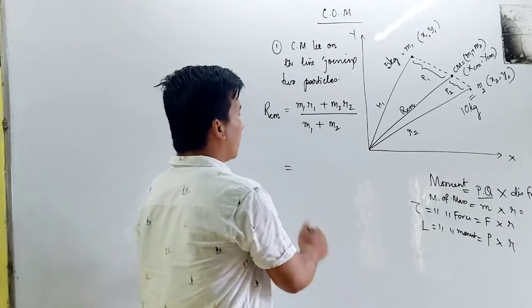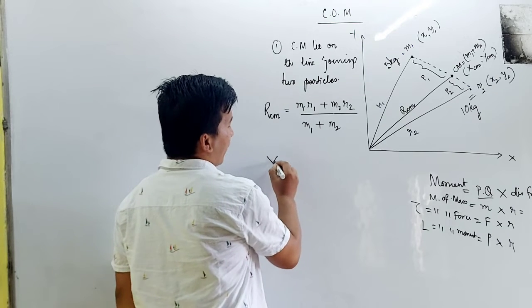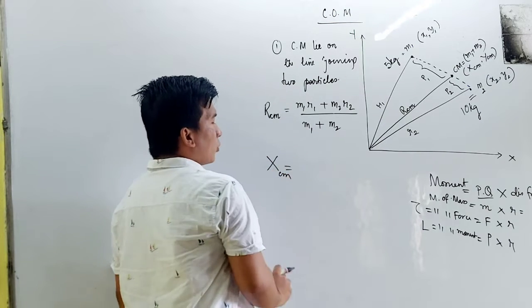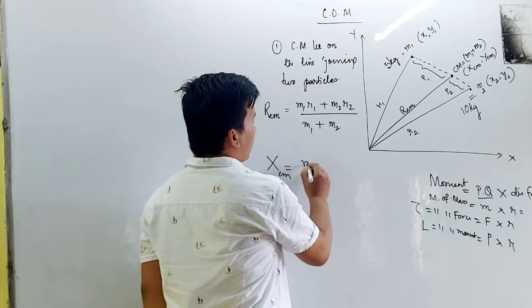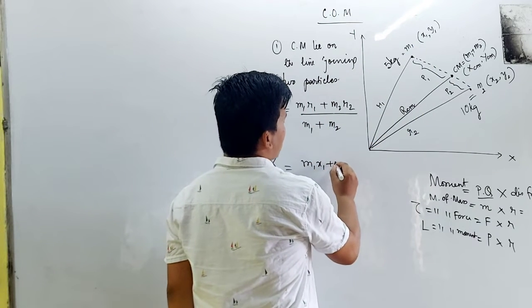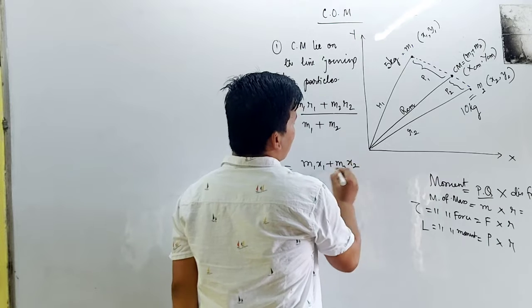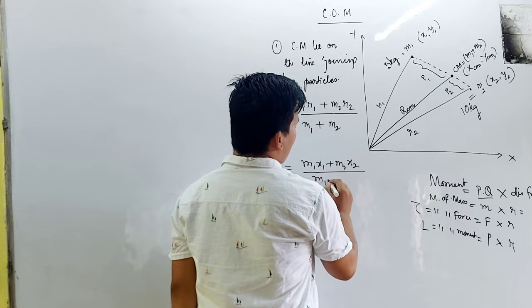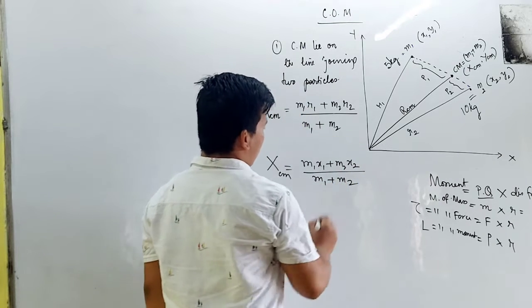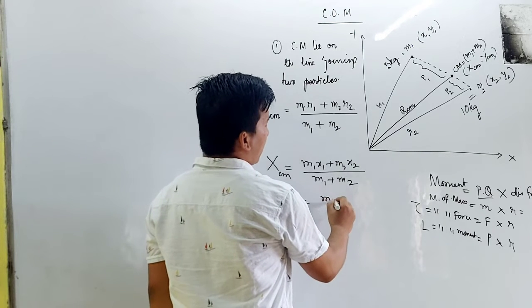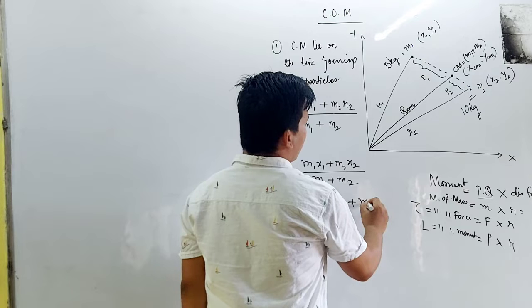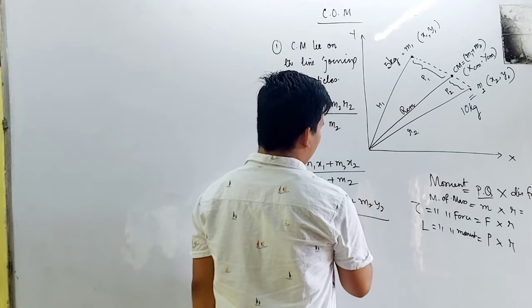For the time being, let us focus only on XCM. What will be the coordinate of the center of mass? It will be M1 X1 plus M2 X2 divided by the total mass, M1 plus M2. YCM will similarly be equal to M1 Y1 plus M2 Y2 divided by M1 plus M2.